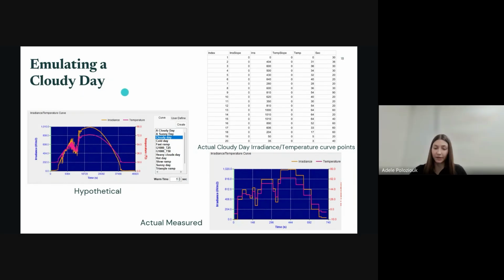Now this is the same idea, but for a cloudy day. These little bumps would be drops in the temperature and the amount of sunlight, so irradiance. And this would be simulating, say, clouds passing over the solar panels. And then here is what I actually used for my test, best emulating these dips as seen here.